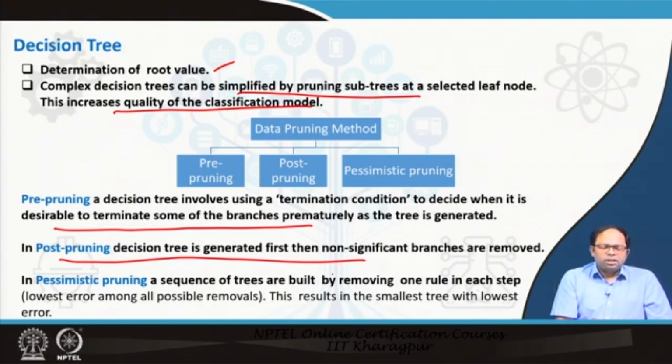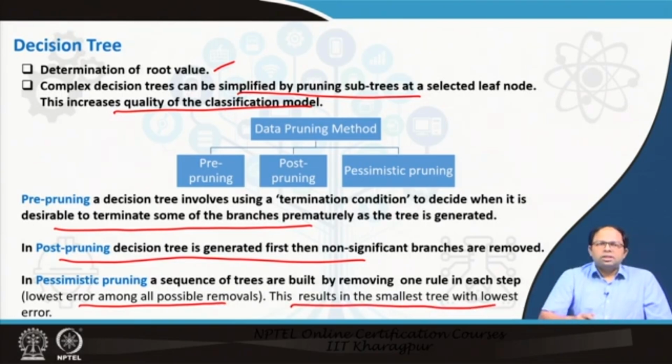And finally, in pessimistic pruning, a sequence of trees are built by removing one rule in each step, and we will remove that which shows the lowest error among all the possible removals, and this results in the smallest tree with the lowest error. So, these are the three ways we can prune a tree, but before pruning, of course, we have to also look into how we determine the root value, because not all decision trees do pruning, only some decision trees do pruning. So, just know that pruning is also possible.